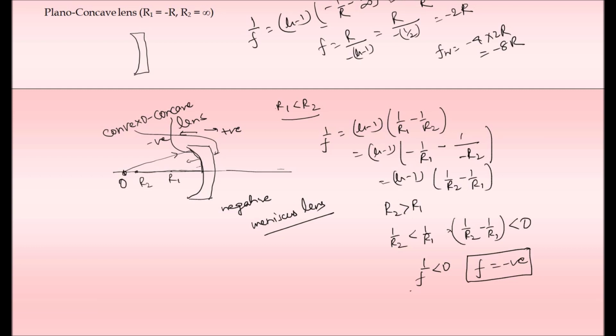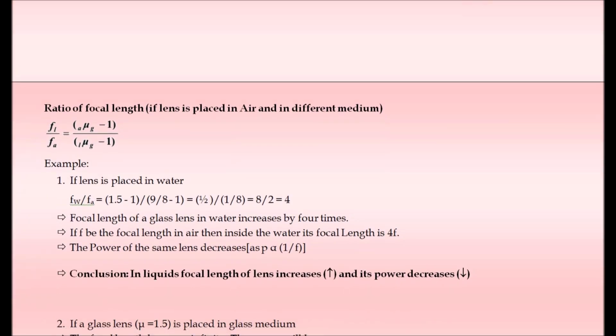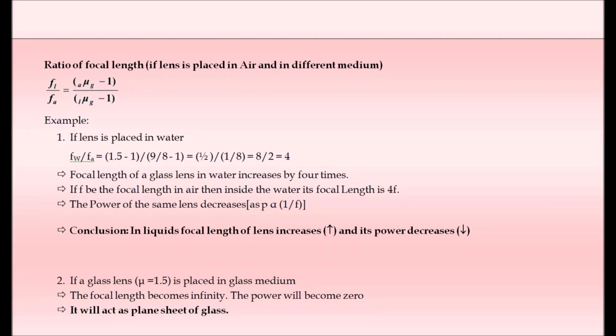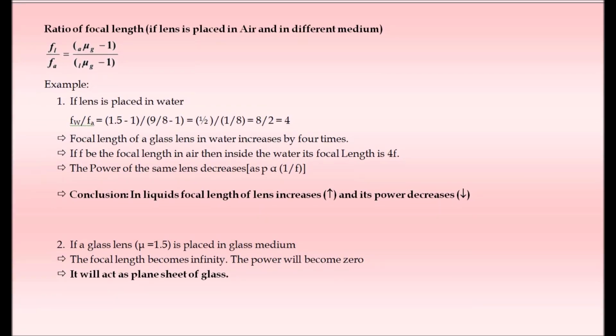So I think we have already learned the lens maker's formula. We have already applied the lens maker's formula on different types of lenses. Now we will learn more about it. The concept is the ratio of focal length, if a lens is placed in air and in a different medium.